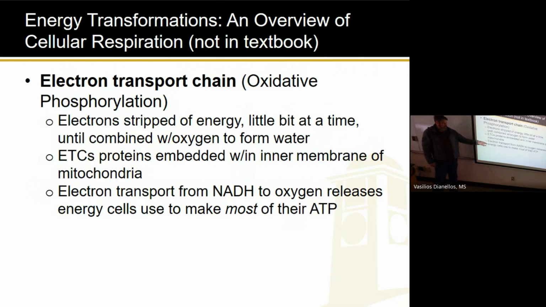But another test question is that last bullet point. So one test question would be, which of the three stages produces ATP? All of them. Which of the three stages produces the most ATP? The answer is electron transport chain. So any questions about this slide?